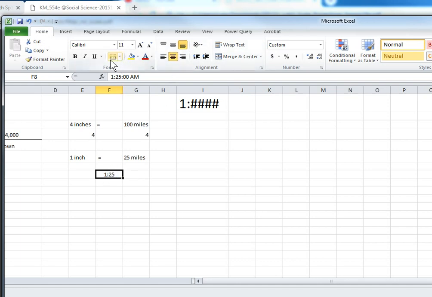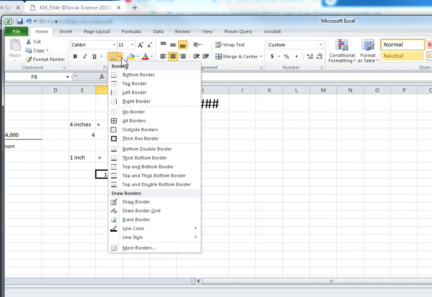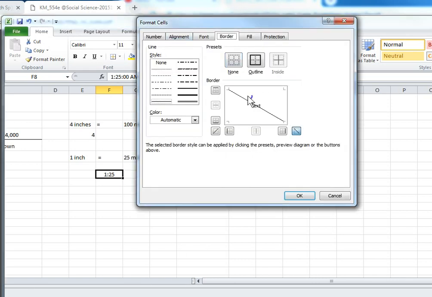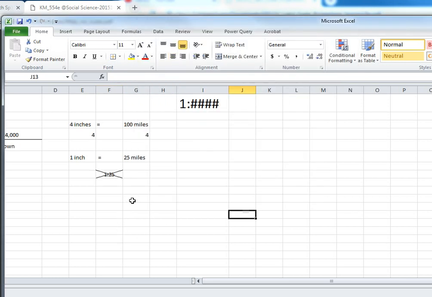Ooh, wait, is there like a cross-out thing? No, I don't know where the cross-out thing is. Okay, why am I wasting time with the cross-out thing? Wait, it is here. Oh, now I'm going to crash the computer. Dang it. There we go. Okay, so that doesn't work.